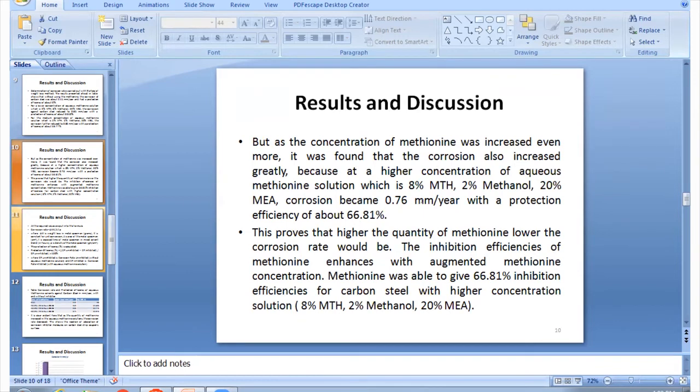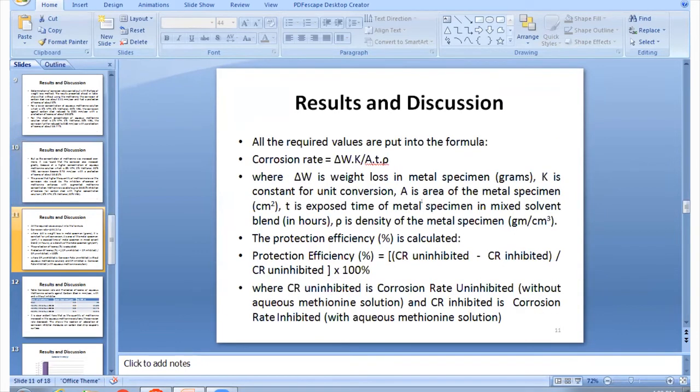This proved that as the amount of methionine was increased, the corrosion rate was decreasing significantly. As the methionine amount was increased in the solution, the protection efficiency was increasing. And these were the formulas that were used in my research.